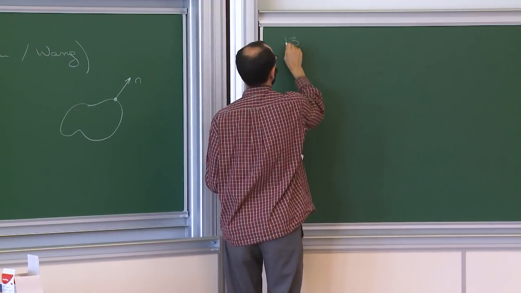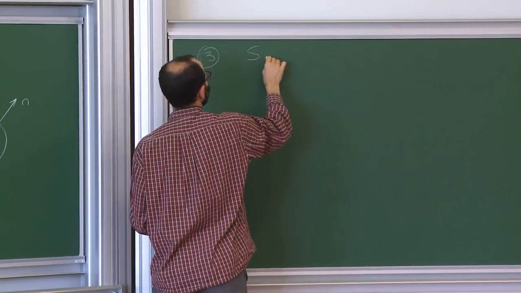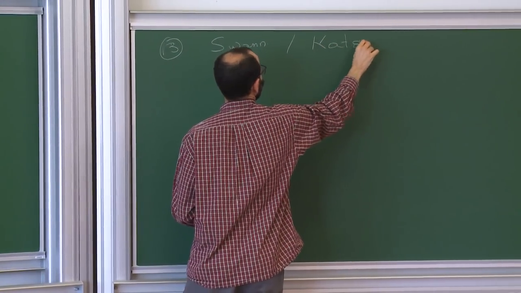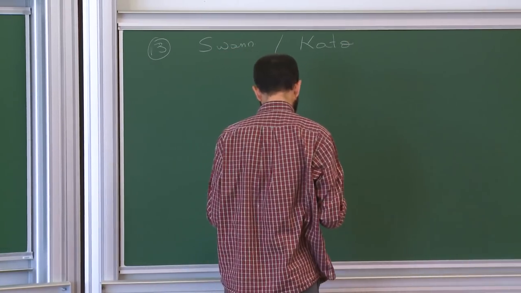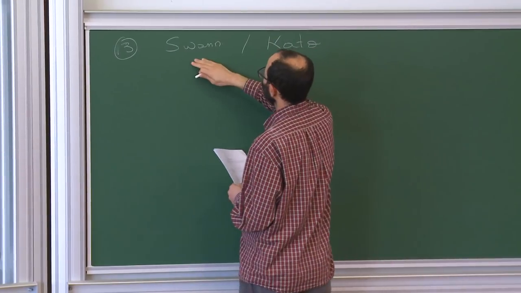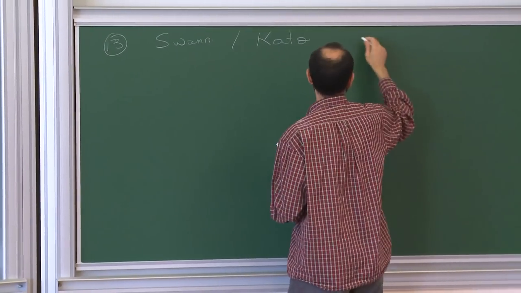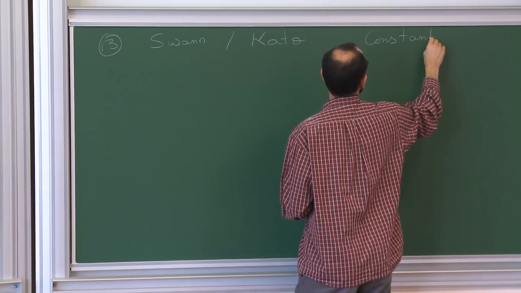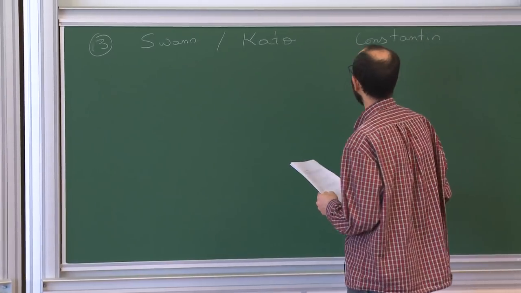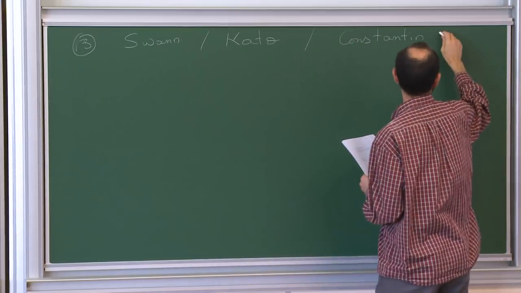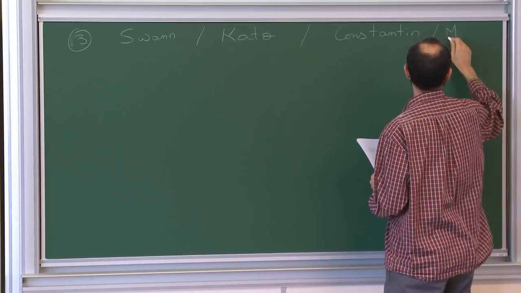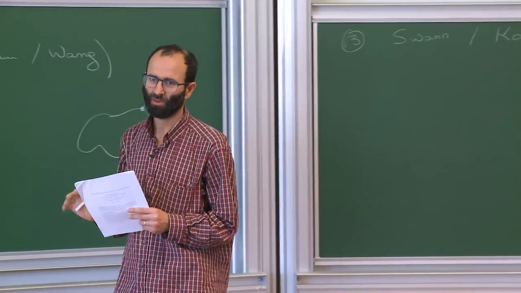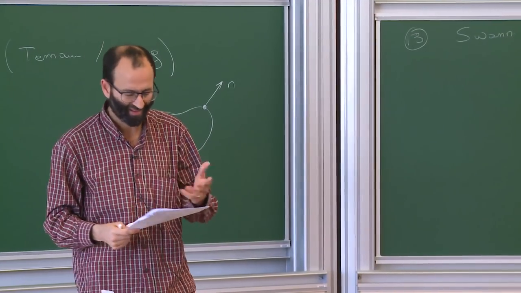Okay, so case three. There are works by Swann and Kato. These are more or less from the 70s. And then there are some improvements by Constantin. And I have a paper also where I make a small improvement that I'll explain. Maybe it's a small minor improvement, but I think it's interesting.